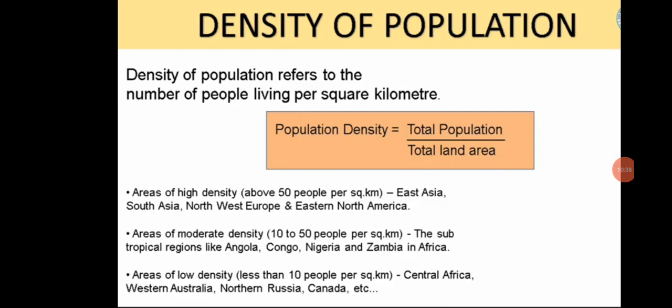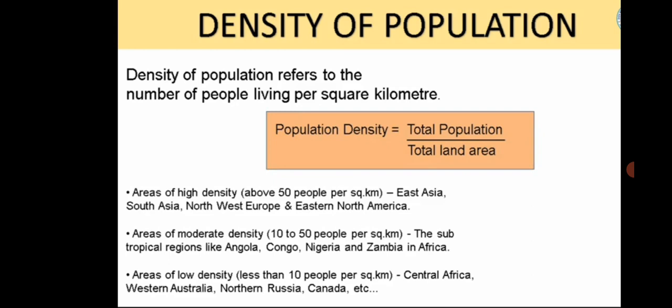Density of population. Density of population refers to the number of people living per square kilometer, that is, 1 square kilometer. An area is said to be sparsely populated when it is a large area with a small number of people. Similarly, the smaller the area with a large number of people, it is said to be densely populated.